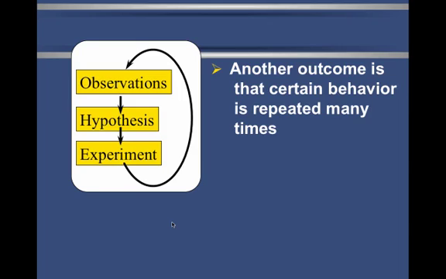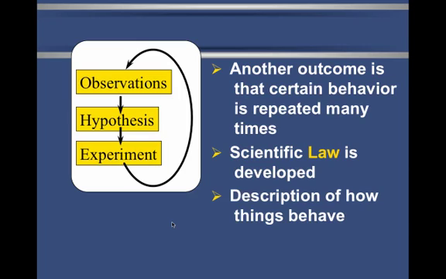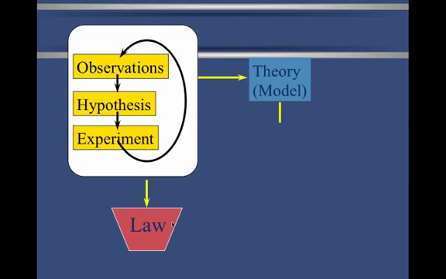Another outcome, if this repeats many, many times, is a law. Scientific law is a description of how things behave. So we have two possible things, a law and a theory. A law tells you how, a theory tells you why. After this cycle repeats many, many times, we've got two possible outcomes. We've got a law and we've got a theory.